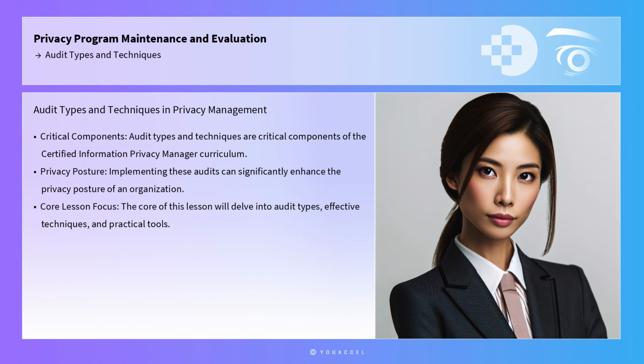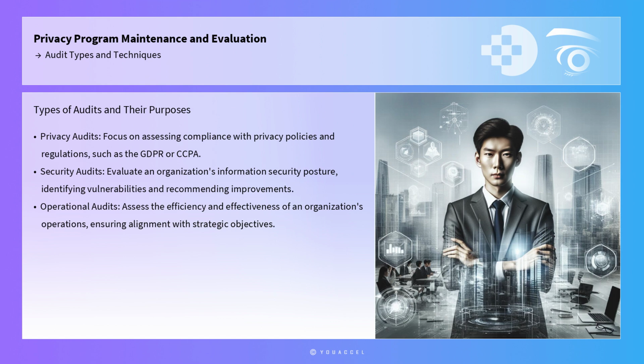The core of this lesson will delve into the various audit types, effective auditing techniques, and practical tools and frameworks that privacy professionals can deploy to maintain and evaluate privacy programs. Audits can be categorized into several types, each serving a distinct purpose. Privacy audits, for example, focus on assessing compliance with privacy policies and regulations, such as the General Data Protection Regulation or the California Consumer Privacy Act. These audits help organizations identify areas of non-compliance and implement corrective measures.